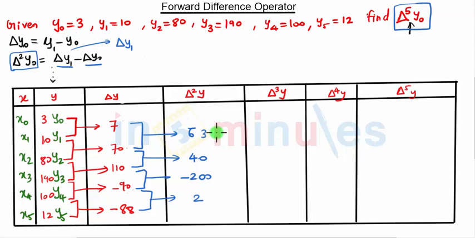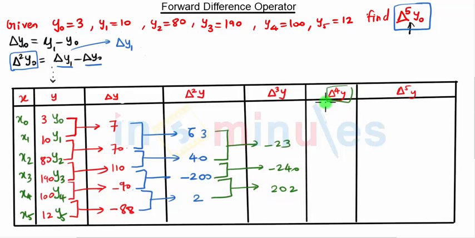Then we will calculate the third difference. Okay, so 40 minus 63 will be minus 23. Minus 200 minus 40 will be minus 240. 2 minus of minus 200, so it is 200 plus 2, that is 202.